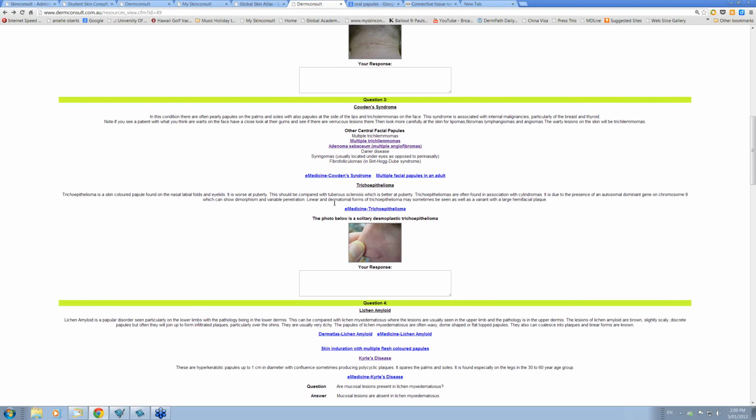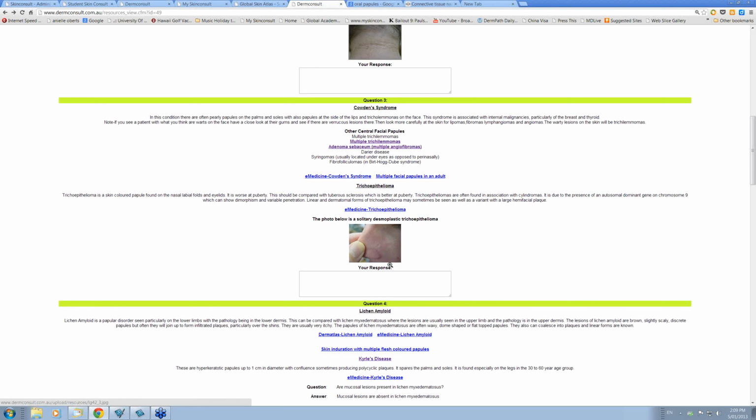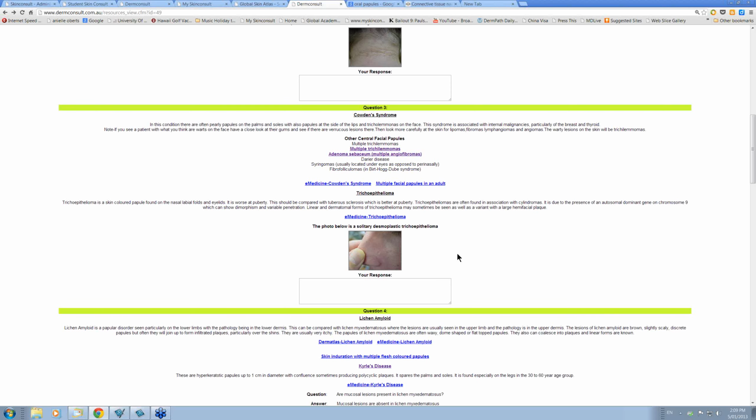You can get trichoepitheliomas, lots of them, particularly in the nasolabial folds here. And sometimes they'll also be associated with tumors in the scalp called cylindromas. And that syndrome can be inherited as an autosomal dominant, and it's known as the Brooke-Spiegler syndrome, where they've got multiple cylindromas and multiple trichoepitheliomas. So we said here, trichoepithelioma, skin-colored papule, nasolabial folds and eyelids as well, worse at puberty.